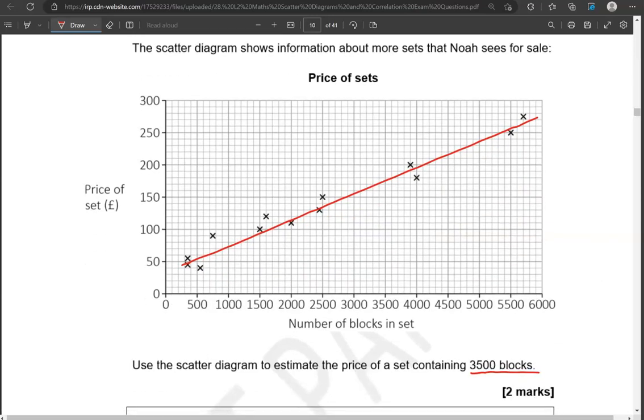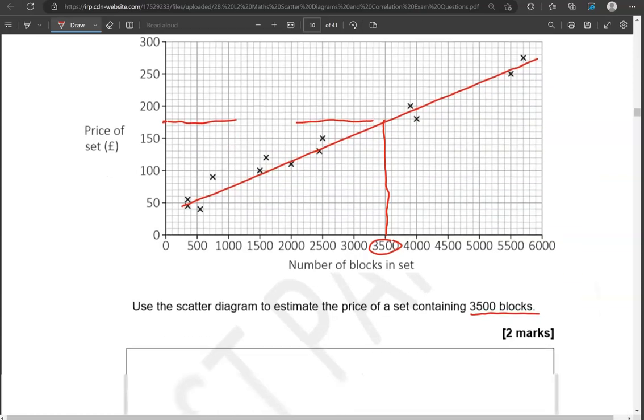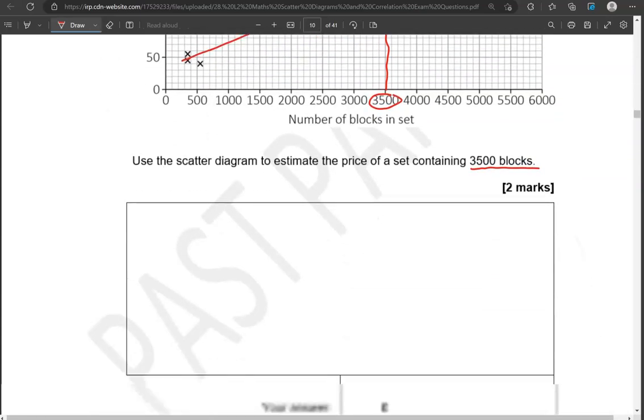So 3,500, that is here. So going up, where does it meet the line? And that is between 150 and 200. So we can say £175.